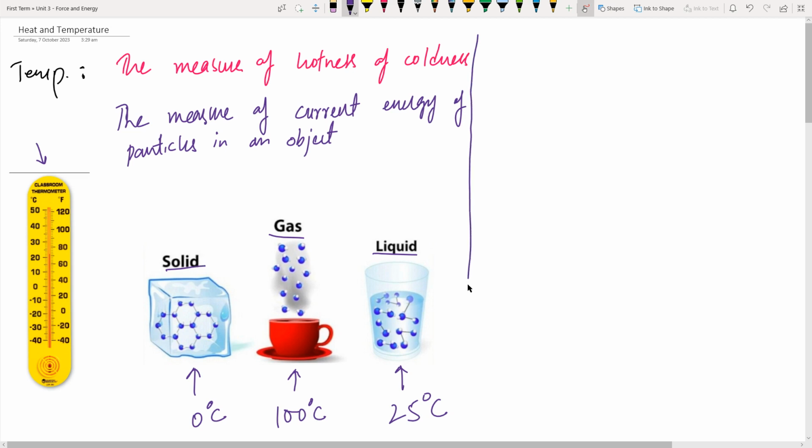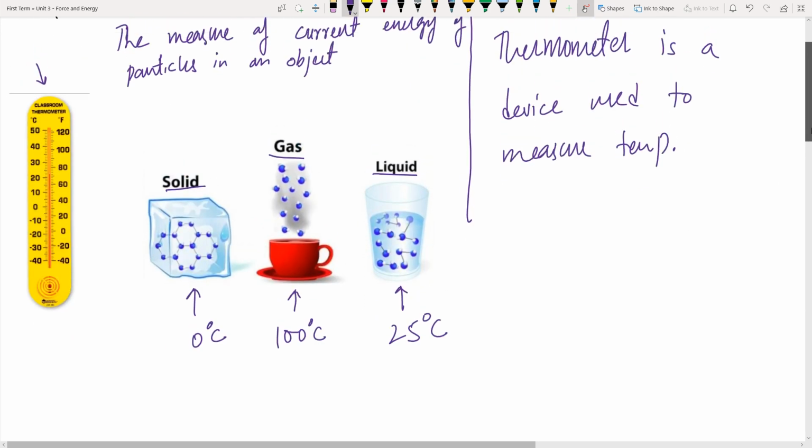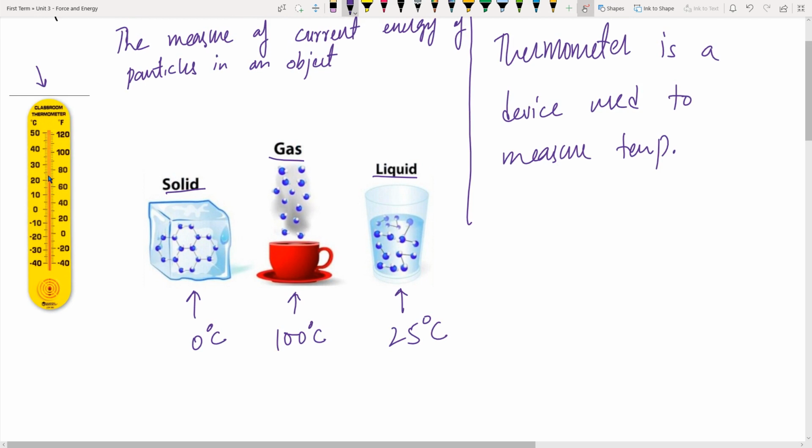So, over here, let me just define this, right? Thermometer is a device used to measure temperature, right? But how does this device work? As you can see in the lab as well, we saw that when this bulb or this sensor is heated up, we see that this liquid inside, which is liquid alcohol or mercury, rises up with the rise in temperature.